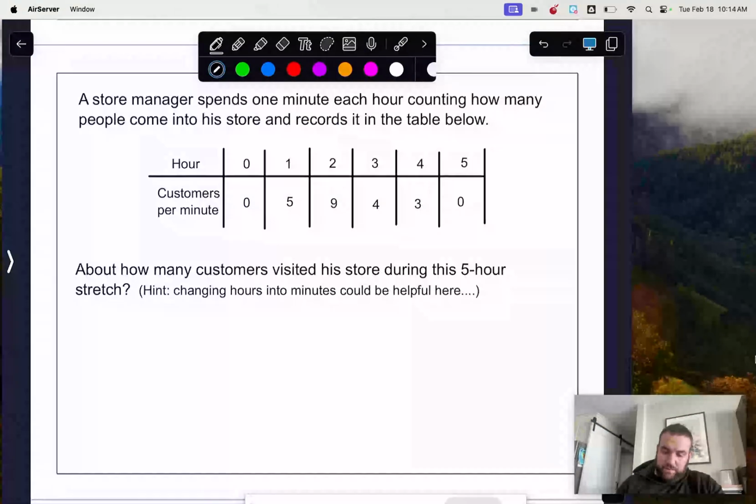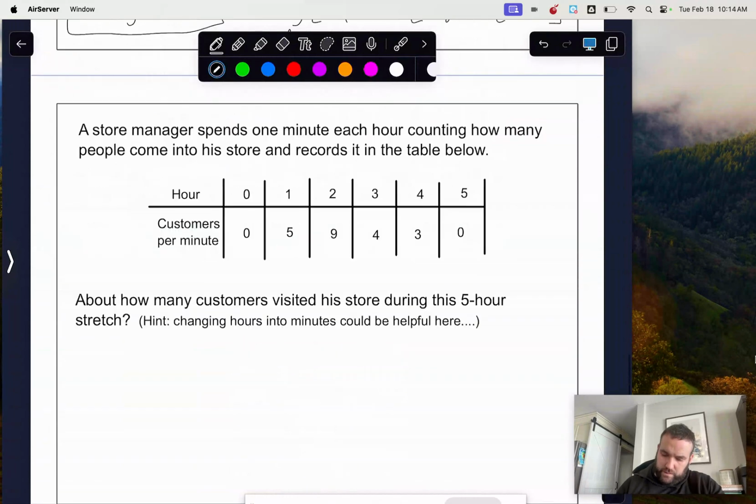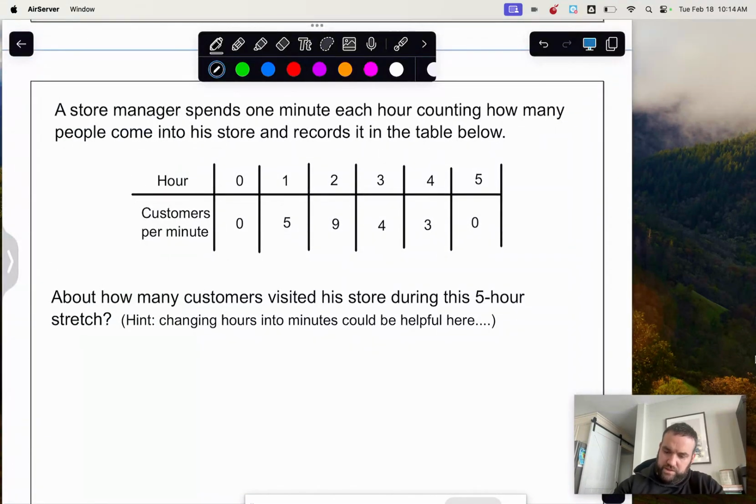Okay, last problem that we're going to take a look at is a store manager spends 1 minute each hour counting how many people come into a store and records it in the table below about how many customers visit his store during this 5-hour stretch. So during the first hour, you can see that he counted 0 customers per minute. And then during hour 1, there's 5 customers per minute, but we could bulk that up to 300 customers per hour because we're just going to multiply by 60. So really, I'm going to take all these values and multiply by 60.